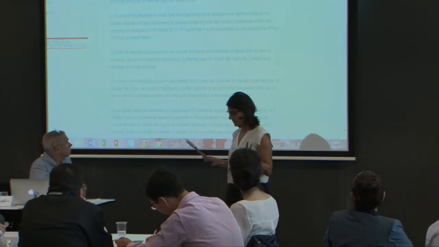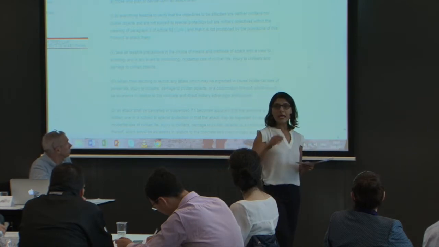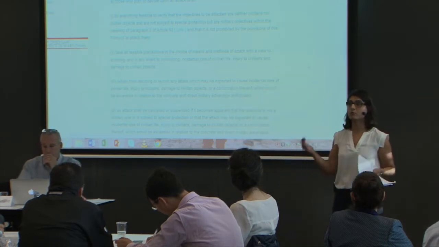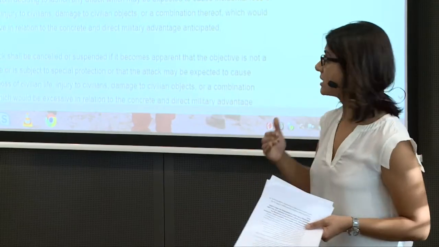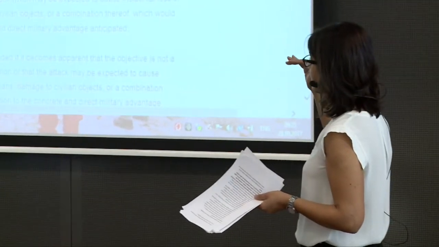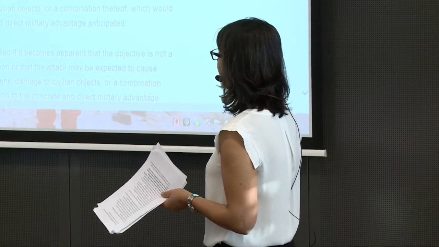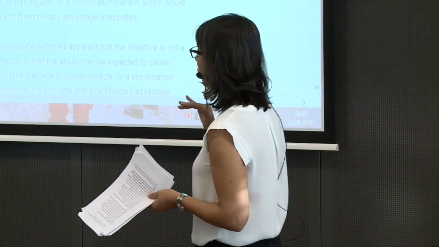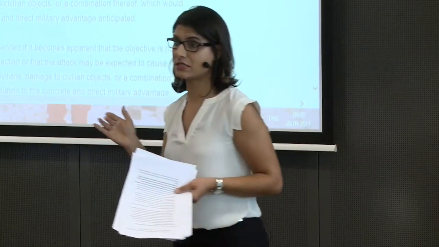choosing an appropriate weapon system, the munitions, etc., should not cause disproportionate harm to civilians, because the language of Article 57 is about taking feasible precautions with a view to avoiding, and in any event to minimizing, incidental loss.